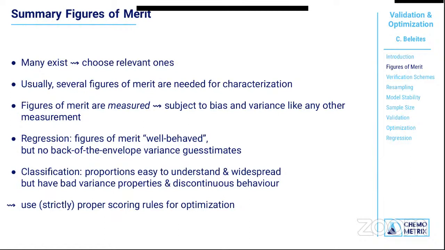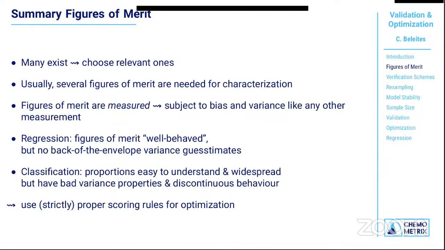To sum up the figures of merit part, there are many different ones. You have to choose the relevant ones, and which are relevant will depend on your application. You will usually, for classification at least, use several of them and look at them together. Figures of merit are measured. That's basically what we do in validation and verification. And this means they are subject to bias and variance like any other measurement. We've been looking into the variance, that is the random uncertainty, already with our confidence interval.